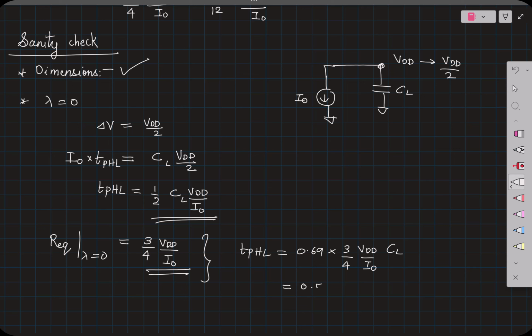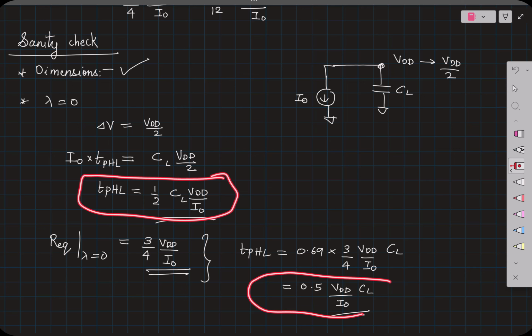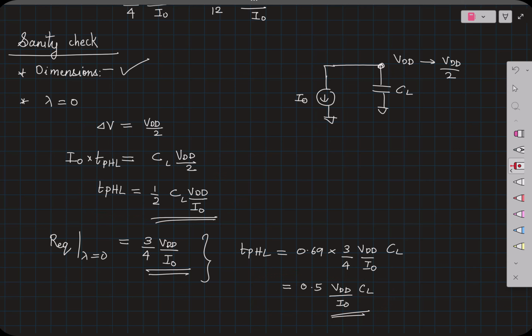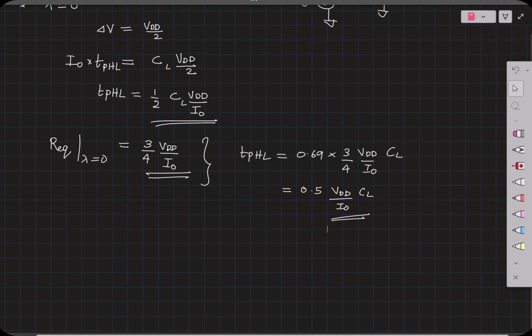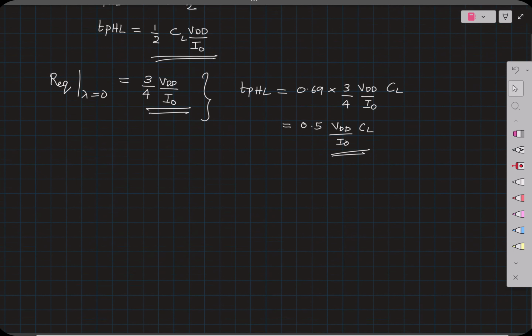Okay, this is roughly 0.5 into VDD by I naught into CL. Now you can compare these two results. Do they match? So you have more confidence in the derivation that you have just done. Right? But this is also a nice way to compare the two methods that we discussed earlier.